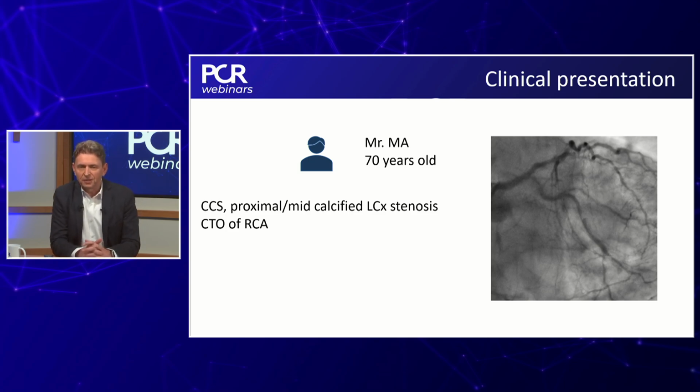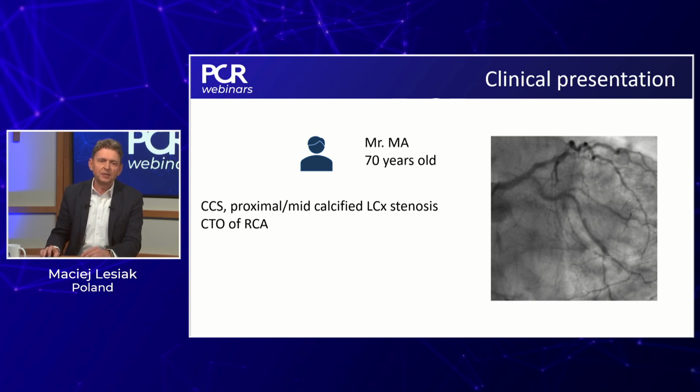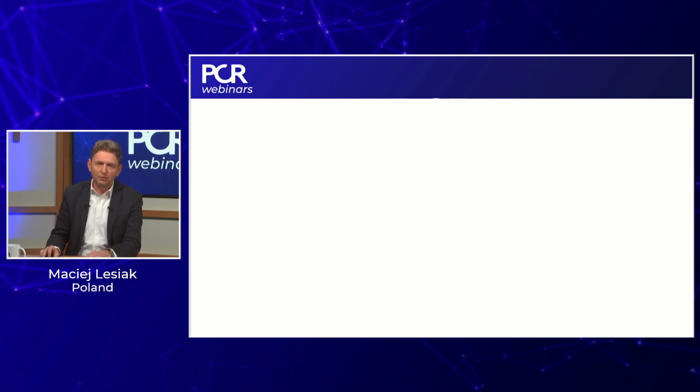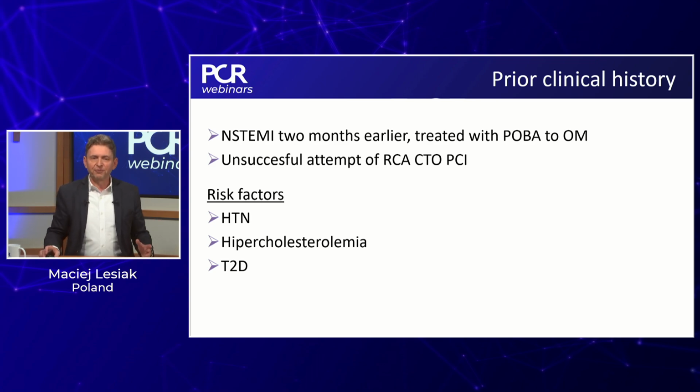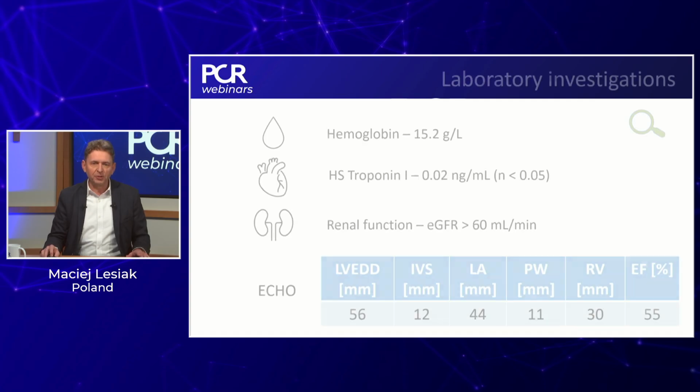dominantly circumflex lesion. So we have a 70-year-old gentleman with chronic coronary syndrome, with very diffuse disease and calcified plaques in LCX and chronic total occlusion of the right coronary artery. A few weeks before the patient came to my institution, the patient was admitted due to a non-ST elevation MI. When they found these lesions, the CTO of the right and an occluded small marginal branch, they were able only to open it with a balloon without any possibility of putting in a stent. You will know why in a few minutes. A couple of risk factors: hypertension, hypercholesterolemia, and type 2 diabetes.